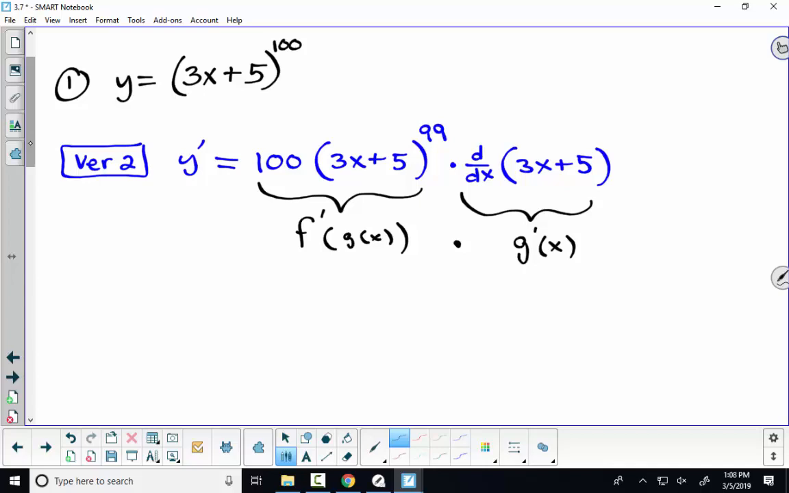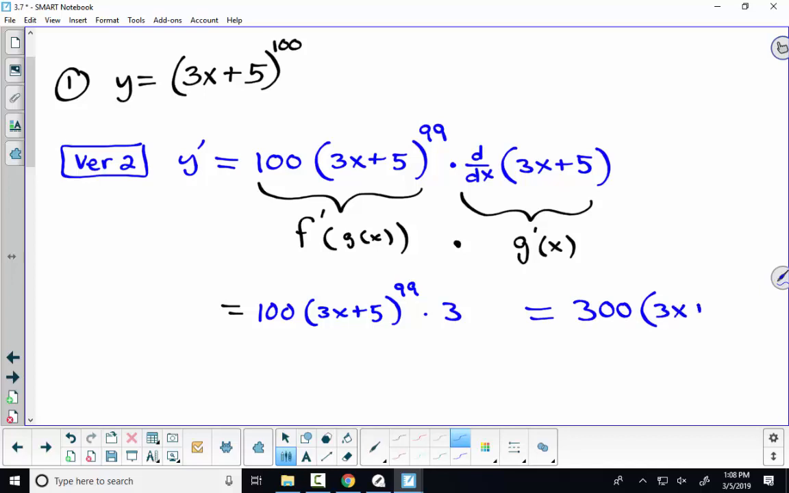Okay, and then we'll simplify this. We've got our 100, 3x plus 5 to the 99, times the derivative of 3x plus 5, which is just 3. So we'll say that's 300 times 3x plus 5 to the 99.